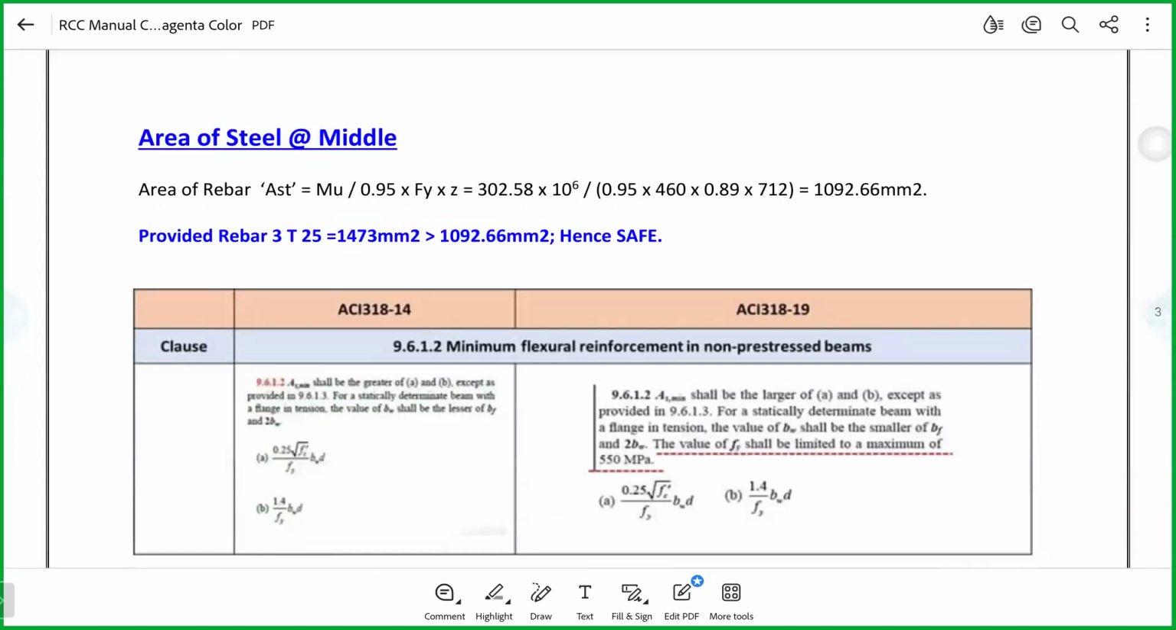Actually, one is at the support, one is at the middle level. So the middle moment is what? 302.52. Then when you substitute, you will get 1092.66 actually. So I don't need to go for 5 bars. I can reduce the bars because the required area of reinforcement is lesser than the support reinforcement. You get my point? Okay.